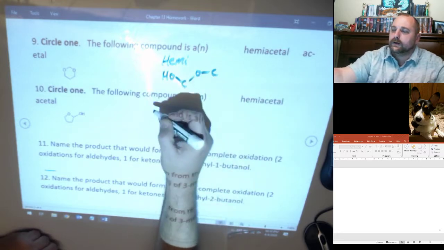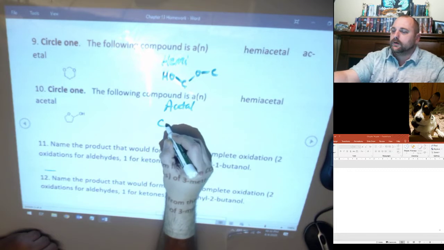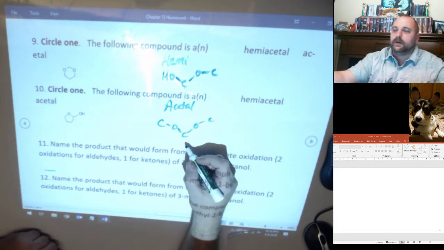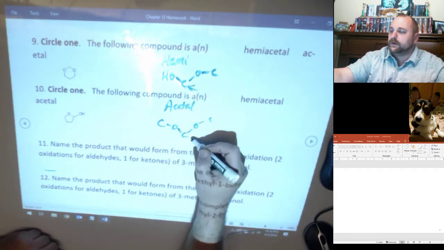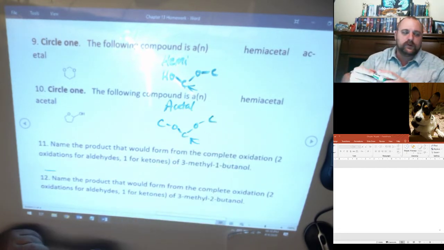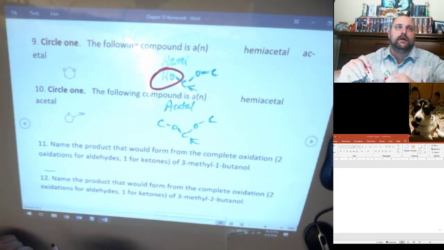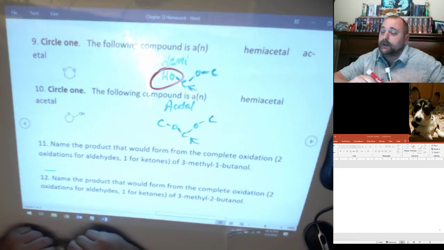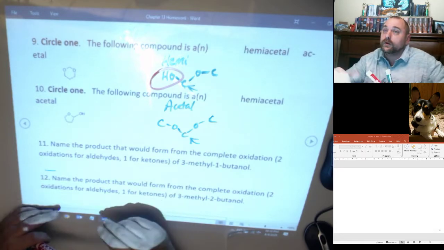Alright? And an acetal has carbon, oxygen, carbon, oxygen, carbon, and this carbon has 2 ethers. So here's my key carbon. It's got 2 ethers on it. So what most people do is they look right here and say if it has an H, it's a hemi. So if you can find that alcohol, but you're really looking for these 2 oxygens on the same carbon, and neither one of them is a carbonyl.